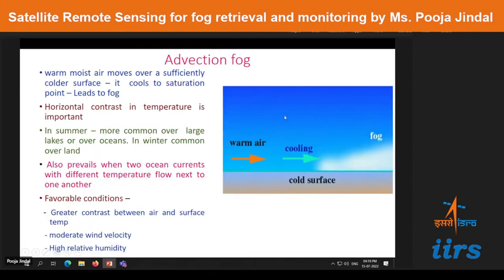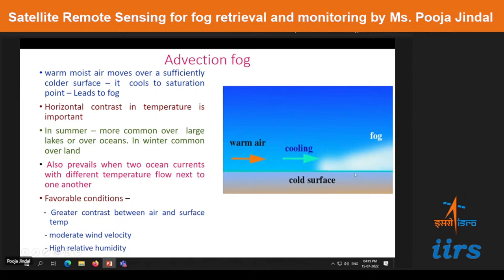Then coming to the advection fog. As the name suggests, there is some horizontal movement of the air. In the case of the advection fog, warm, moist air moves over a cold surface. There is some cold surface at some point on the earth. From the adjacent areas, some warm, moist air will come over the surface. When the warm, moist air comes over the cold surface, that air will cool down by the process of conduction from the earth's surface.